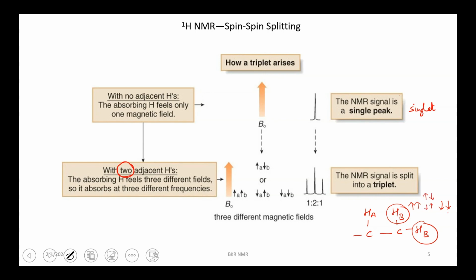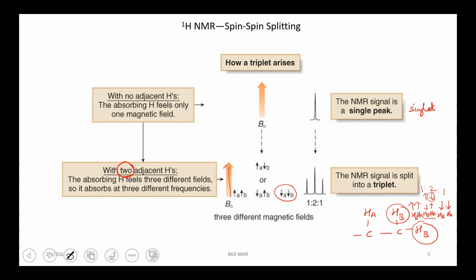Now suppose A opposes, B opposes, or A and B align, and I can have one aligning, one opposing. That is, A can be aligning or opposing, and B can be aligning or opposing. So I can have three possibilities, and the ratio of the appearance of the signal will be 1 is to 2 is to 1.